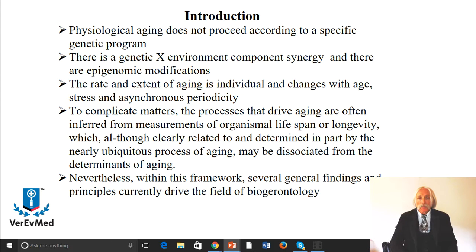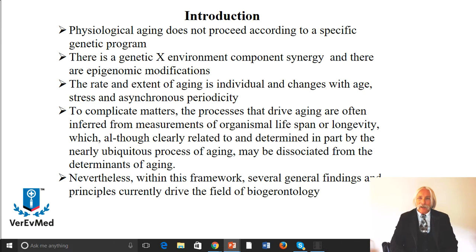So let's introduce this. Physiological aging doesn't really proceed according to a specific genetic program. There is a genetic by environment component, and I call that a synergy. That is the two working together, right? So there's a synthesis of the association of what's in your genes and what's out there in the world, you encountering it. And there are also epigenomic modifications. I'm going to give a lecture or two on epigenomics and epigenetics in some other subsequent VerEvMed. But right now, all I mean by that is something that is supergenomic, something that is imposed upon, mapped upon your normal genomic ability to express genes. Okay? And that's because of environmental stimulation and alteration of the structure of the chromatin.